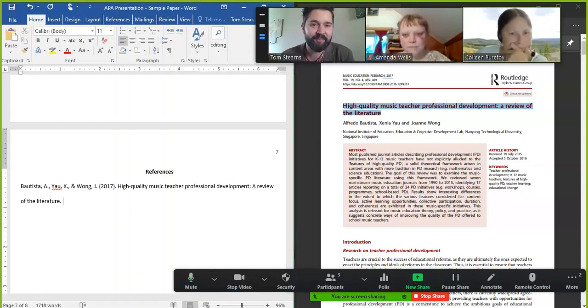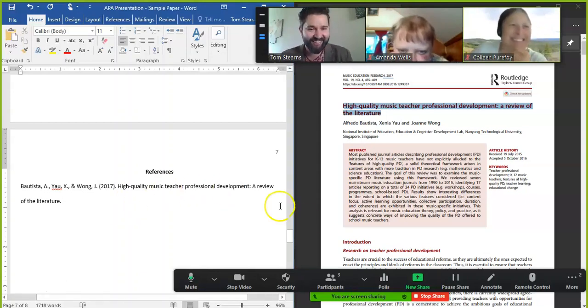Can you tell? Routledge. Good guess. Routledge, Taylor and Francis Group, that's actually the name of the publication company that produced this journal, and they produce hundreds of journals, yeah. The National Institute of Education. Good guess. So National Institute of Education.